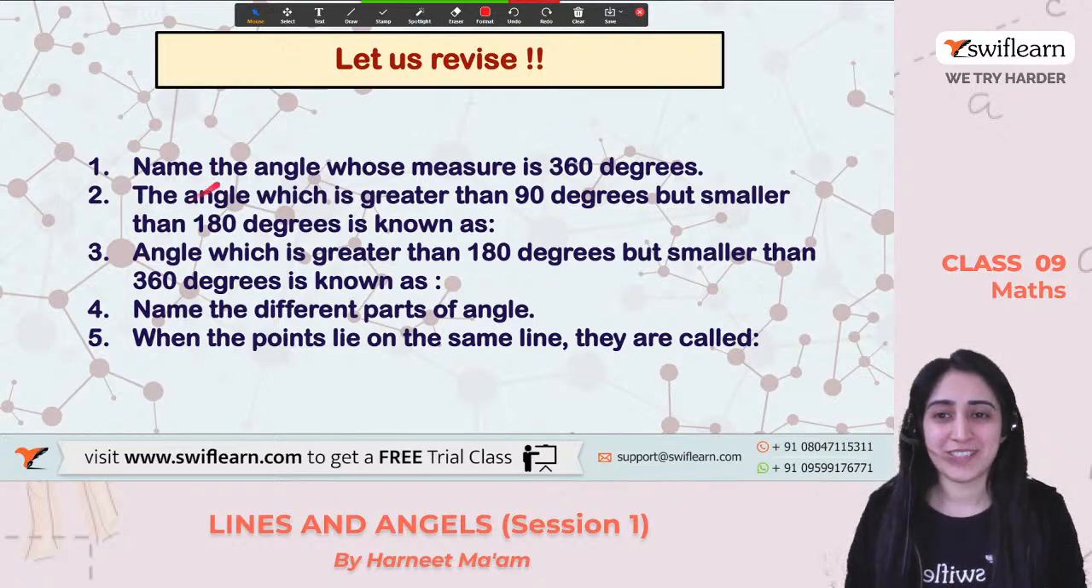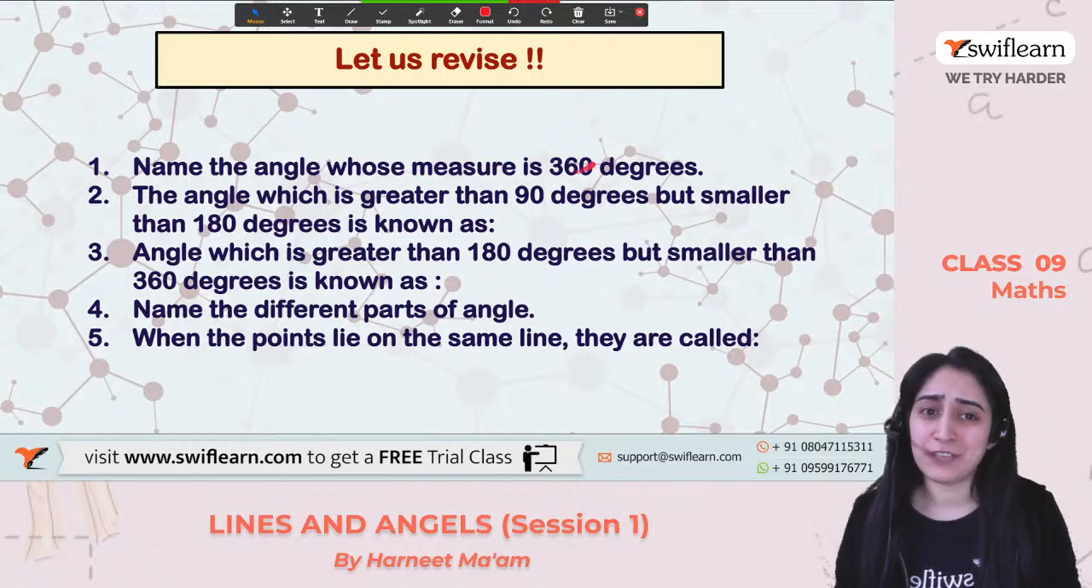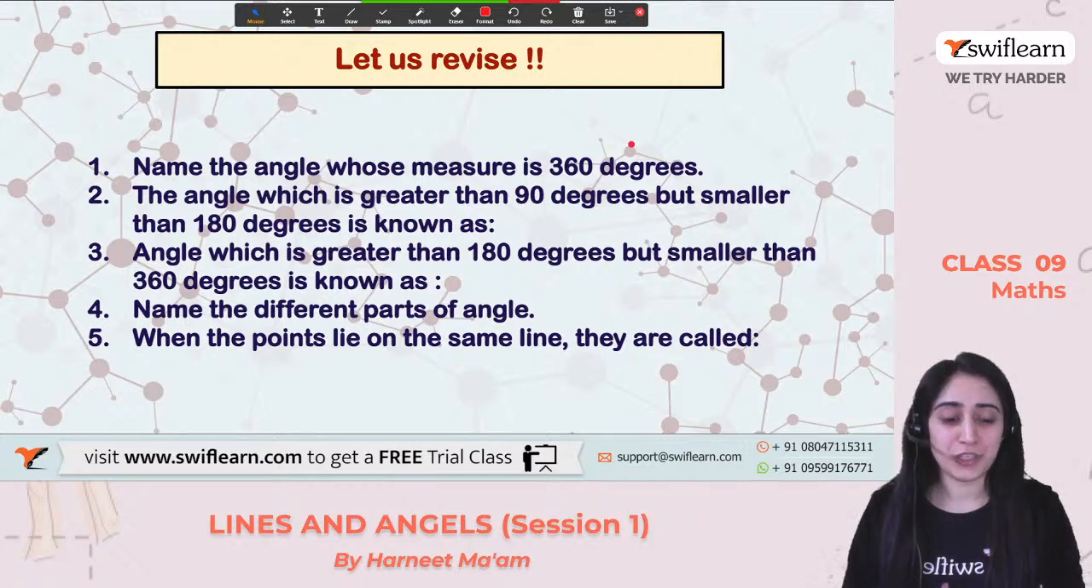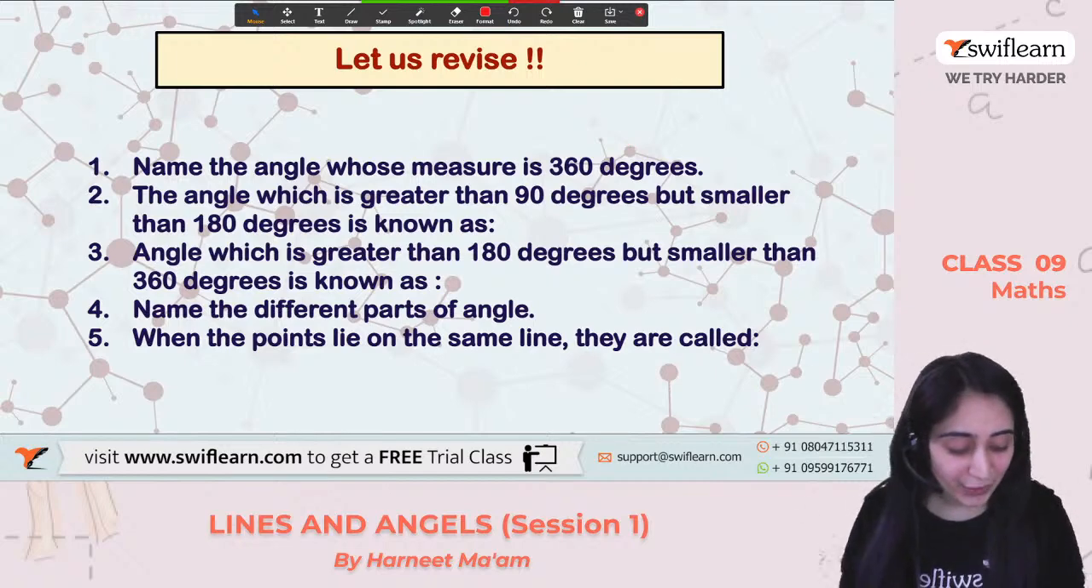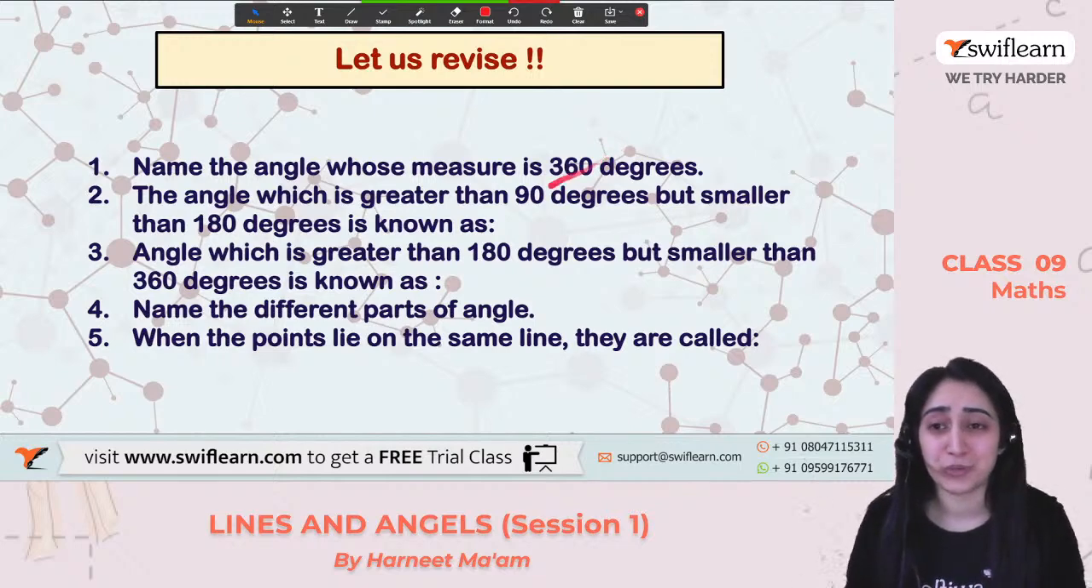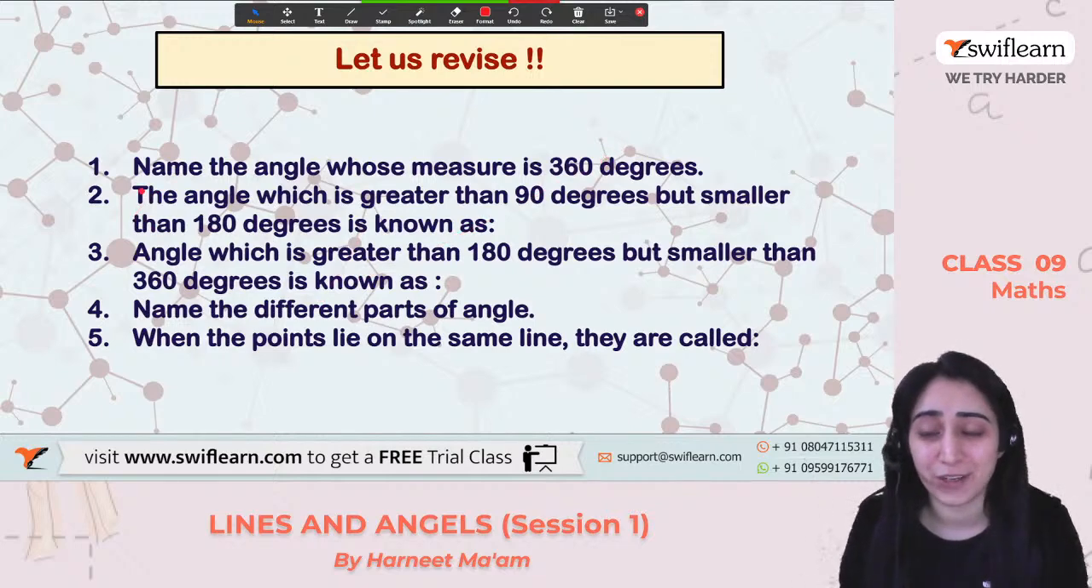All right, the first question says, name the angle whose measure is 360 degrees. A 360 degree angle. So what do we call it? Quickly. What do we call this? We call it a complete angle. Well done, students. I'm reading your answers in the chat box. Quickly do that.